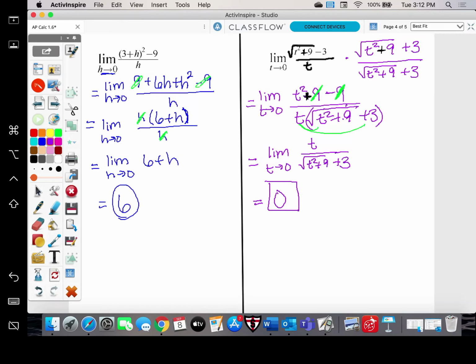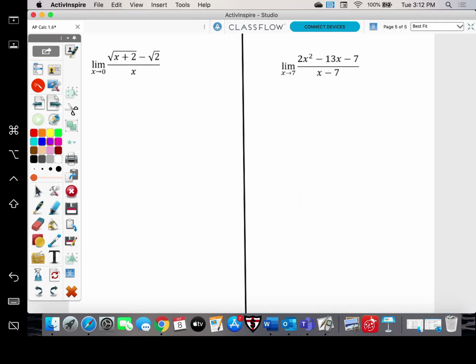Okay, the rationalizing one probably is the most difficult from today's lesson, but it's still kind of fun. I hope you enjoy it. Let's look at these last two and see what we can figure out. The one on the left, how do you think we should tackle that one? Is it a simplify, is it a rationalize, or is it a factor sort of situation?